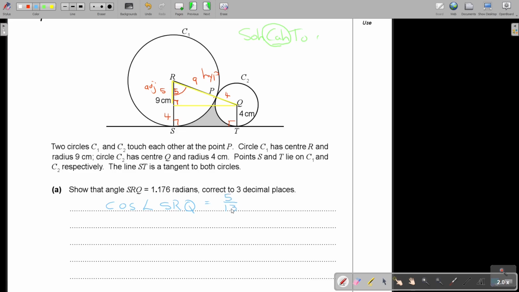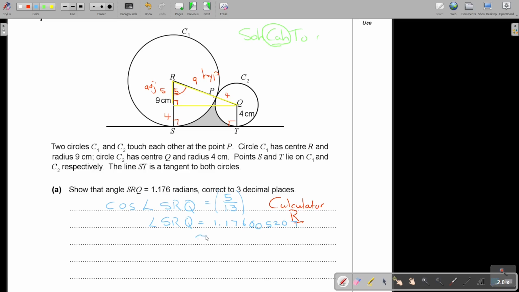5/13. Now remember, it's in radians, so make sure you put your calculator on radians, on R. Now press on your calculator shift cos, bracket 5/13, close the bracket. Now always with trigonometry, when we say angle SRQ, we first always write the full calculator display. So it's 1.176005207, especially if they ask that we must prove this.